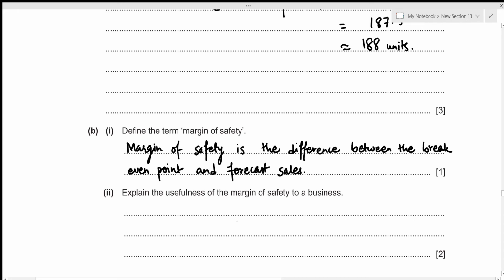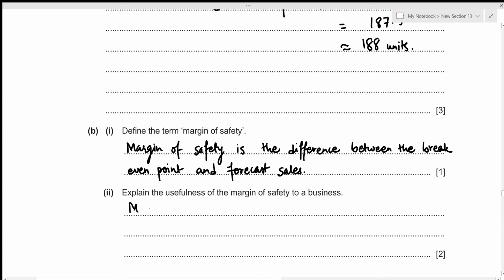Now for the second part, we need to explain the usefulness of the margin of safety to a business. So we know that break-even point is that point where the business does not make any profit, but it also does not bear any losses. So basically, margin of safety is a measure of risk that allows a business to see how far the sales could fall before making a loss, because the number of sales made below the break-even point will result in the business bearing a loss. Let's write it down.